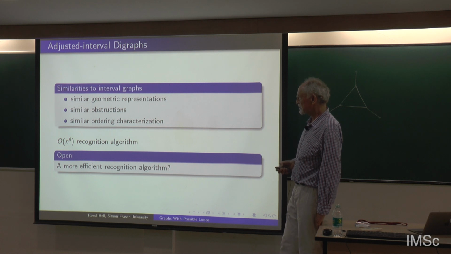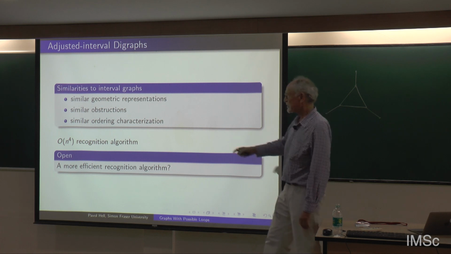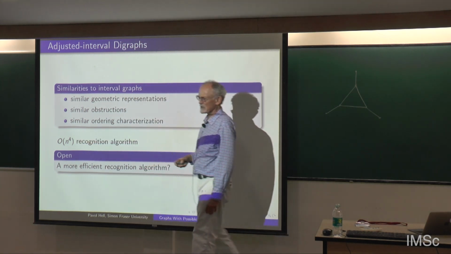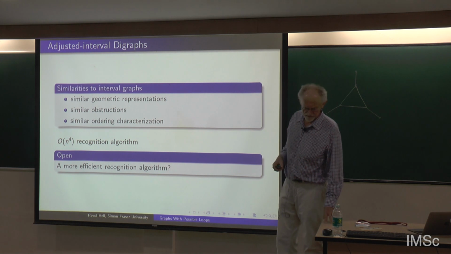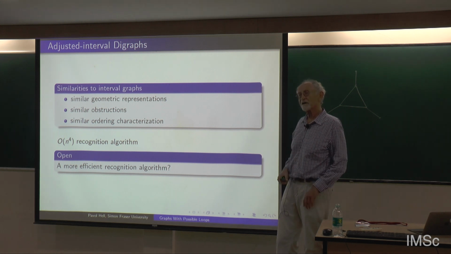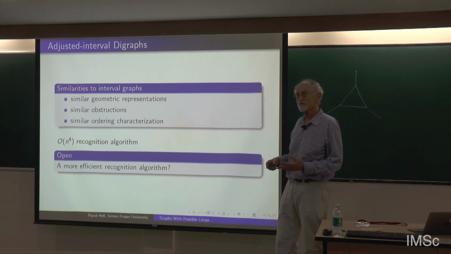I wanted to mention an open problem. There is now an order n cubed recognition algorithm. This was our algorithm, and Japanese computer scientists recently lowered it to order n cubed. But we don't have linear algorithms for recognizing these digraphs, even though they're very analogous to interval graphs. They should have a nice order m plus n recognition algorithm. I think it's a nice problem.